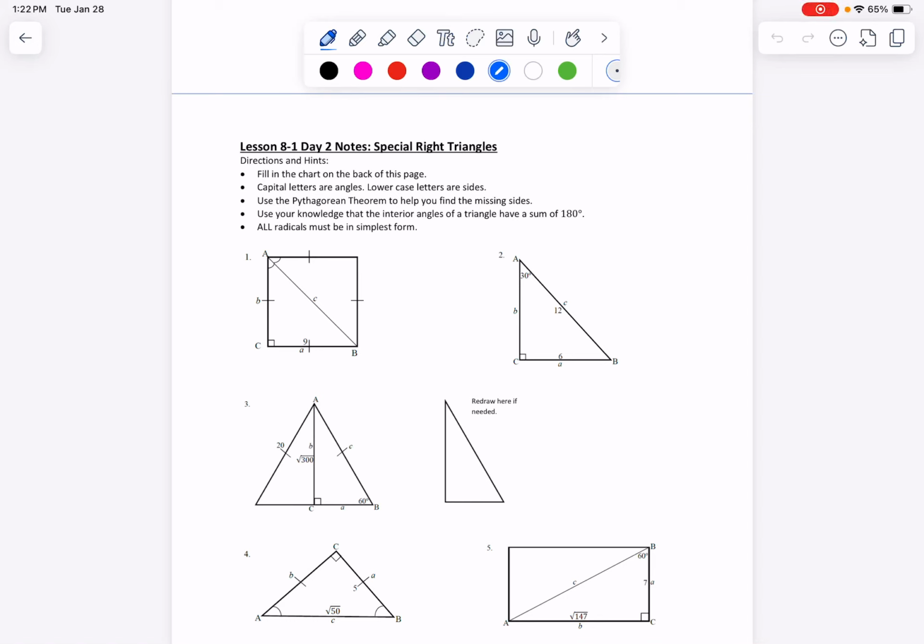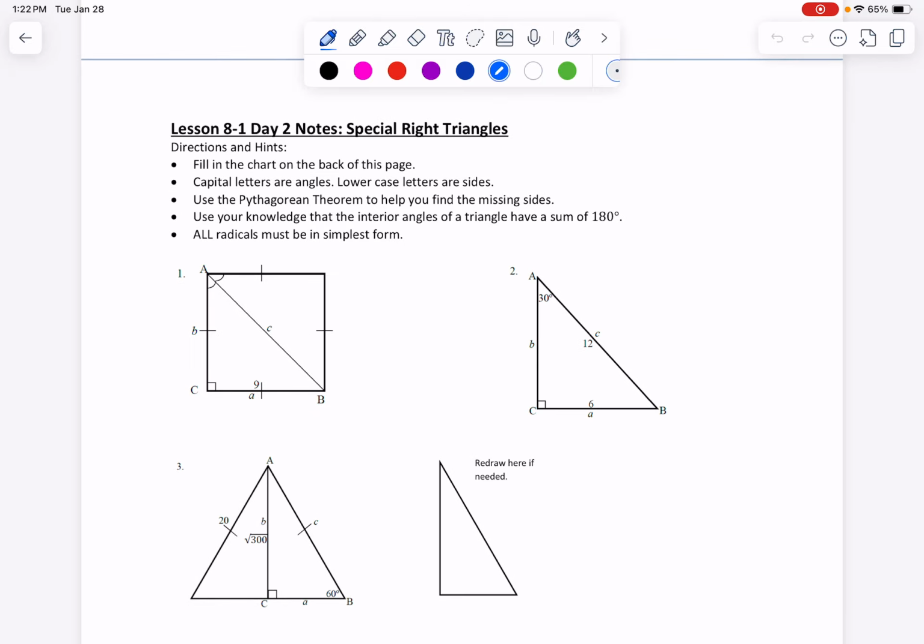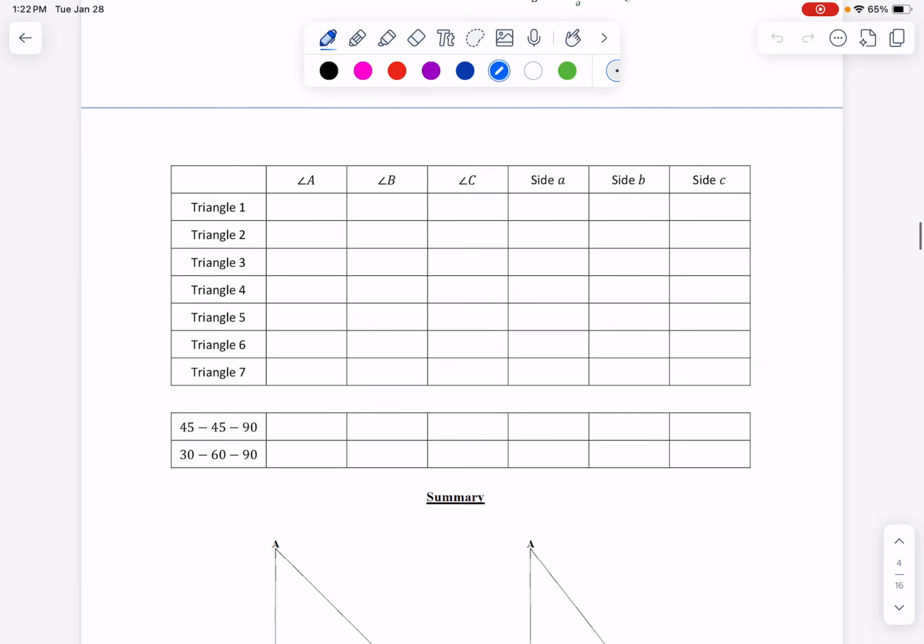Okay, class, I am not here today, so here's what I am going to ask you to do instead. I am going to ask you to go through 8.1 Day 2 notes. This is a little bit of a discovery learning activity where the front page you are going to fill out yourself, and then the back page is where we can go from there in regards to each type of triangle, and then see if we can find a pattern.